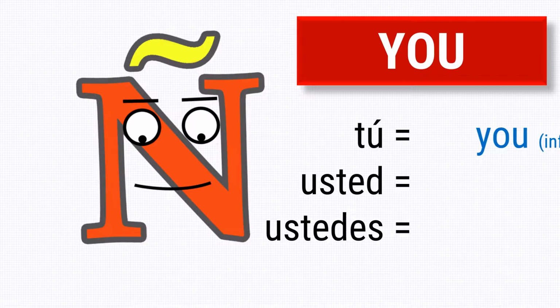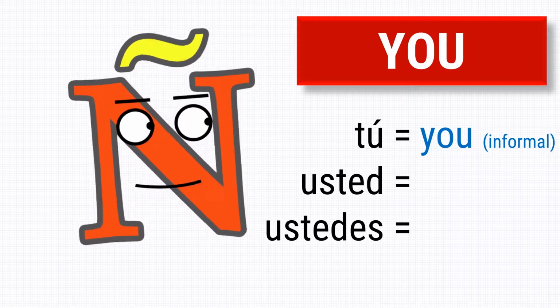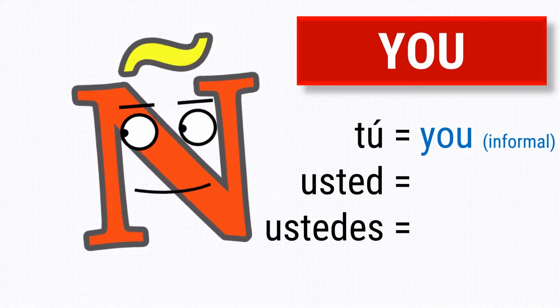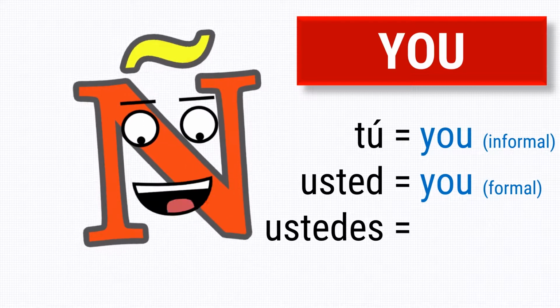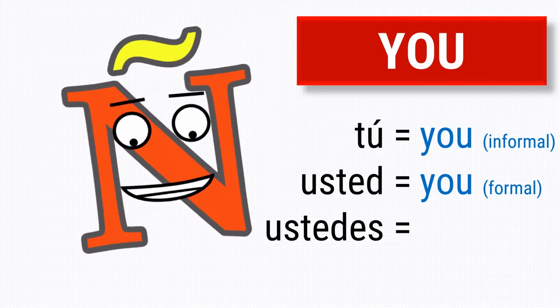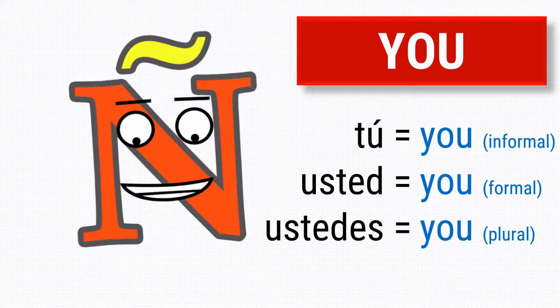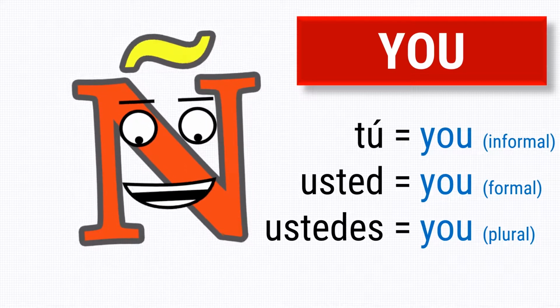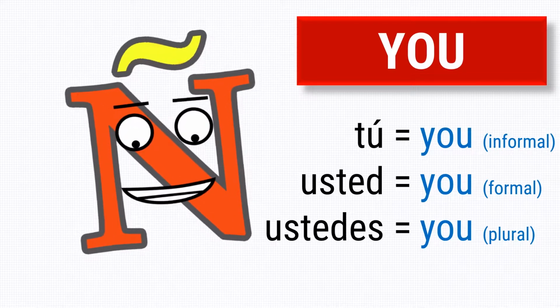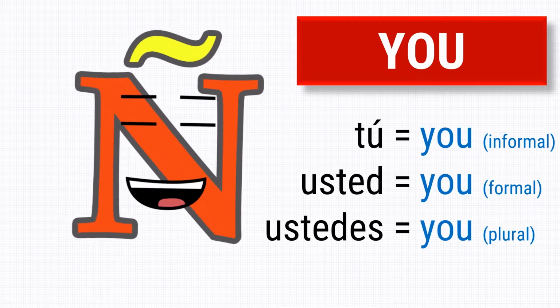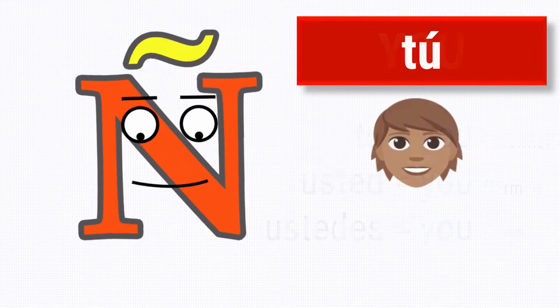First, there's tú, which is you, but it's informal. It's like a friendly way of using you. Next is usted, which is formal, and that means you use it to give respect. And ustedes is you, but it's plural. So that means when you're talking to a group of people and you're asking, how are you doing? You would use this one. It's kind of like you all.